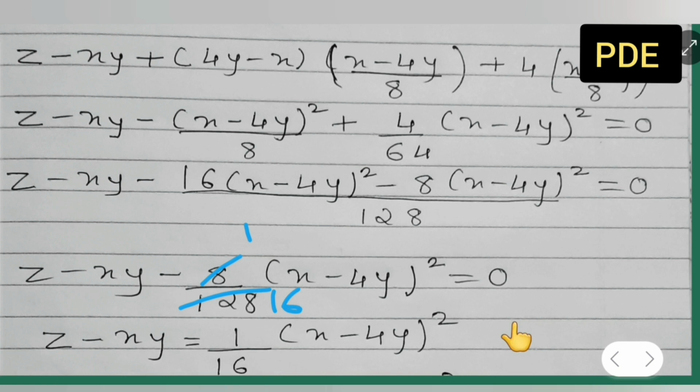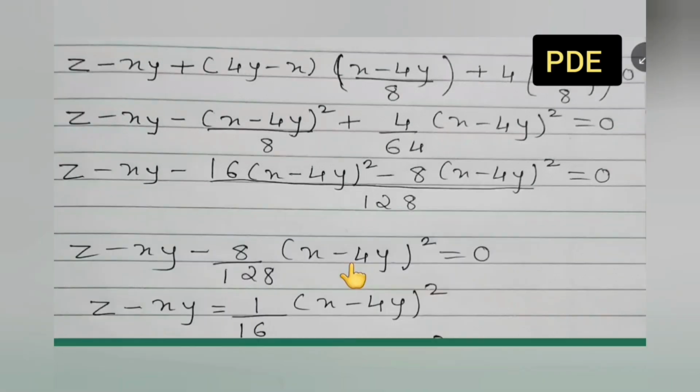Okay. So now what is left? Z minus xy minus (x - 4y) the whole square, right, is equal to 0 over here. So what is left? Z minus xy, write it over here, is equal to 1 upon 16 (x - 4y) the whole square. Okay, I have taken this part to the left hand side, so on the right hand side it will become positive. It is negative, so it will become positive.